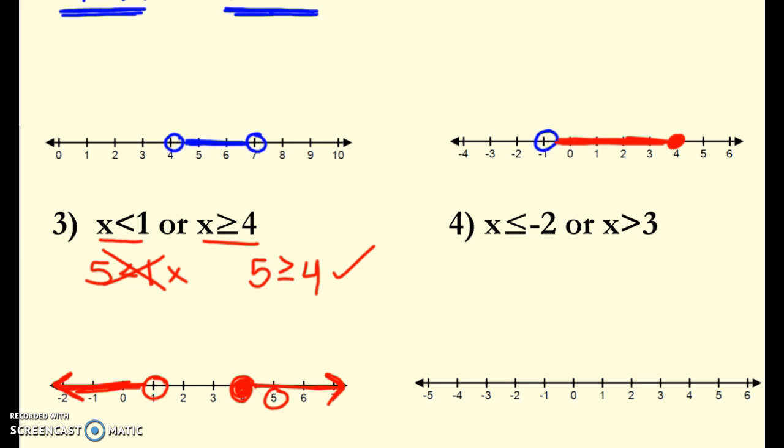All right, so for number 4, I'm first going to do my circles. Closed circle at -2, because I have that equal to sign, and an open circle at +3. And since I see that or statement, I know they're going to go in opposite directions. So we can draw them like that.